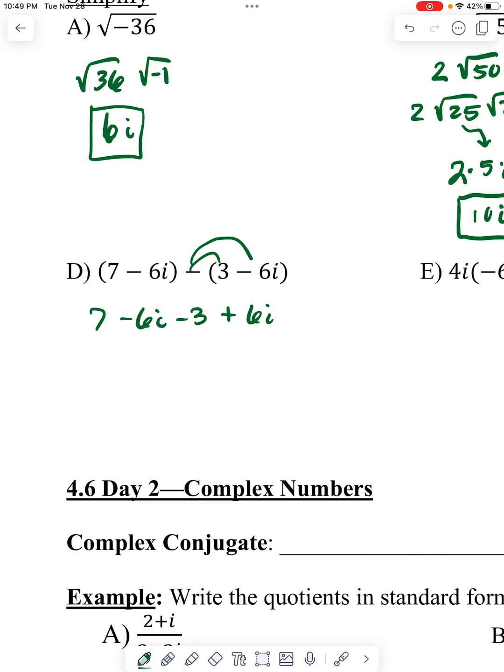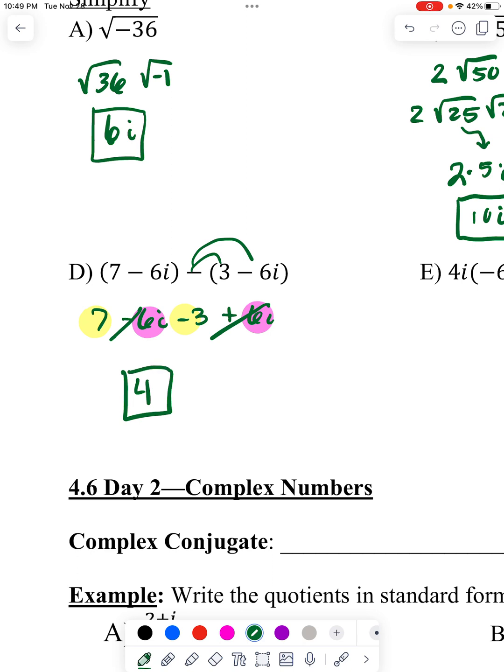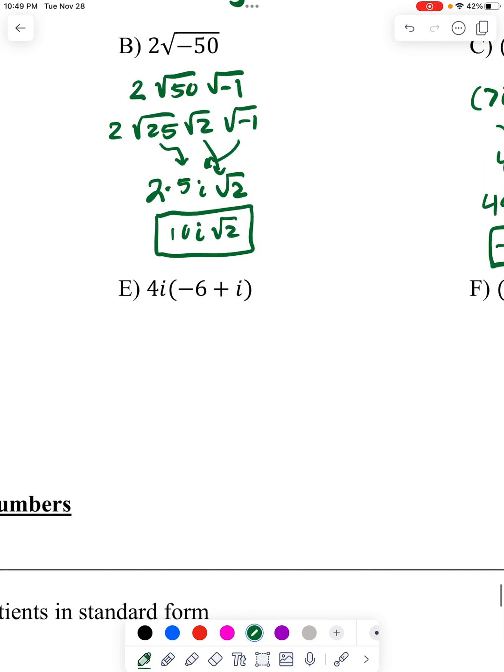But now what you do is you put all the real parts together. So the 7 and the -3 become a 4. And then normally I would put all of the imaginary parts together. Problem is, this is a -6i and this is a positive. So in this particular problem, they cancel out. So my answer is just a 4. There ends up not being an imaginary part in that answer.